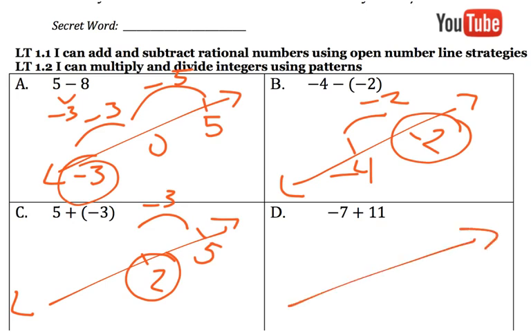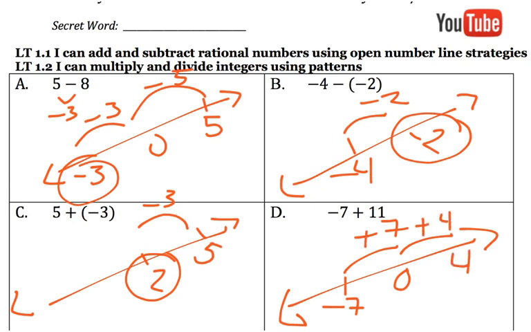For D, the same thing. You're going to draw the number line. You're going to start from -7. You're going to subtract it by itself to get 0. And then you're going to add 4, which is left over, and you're going to get +4.